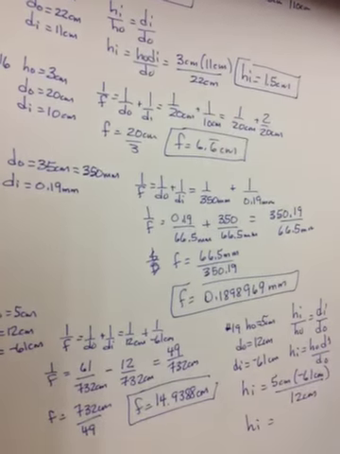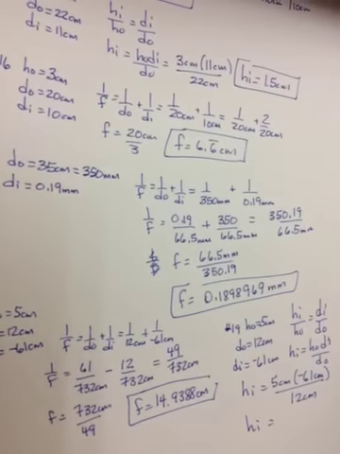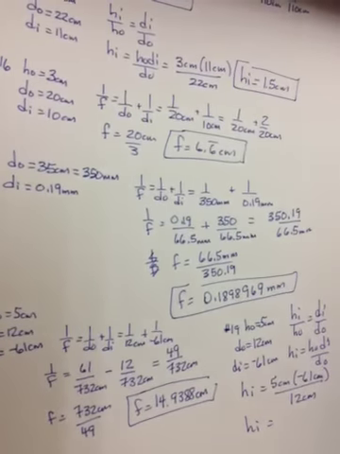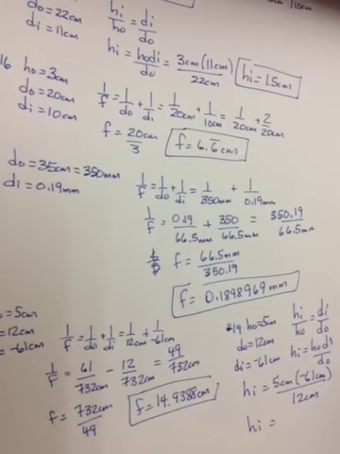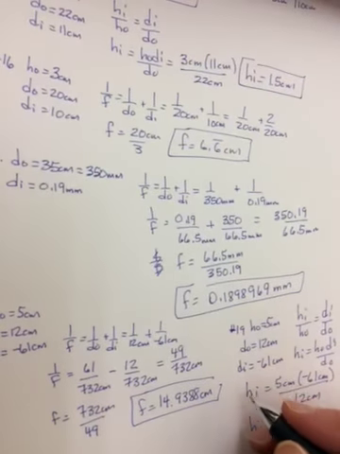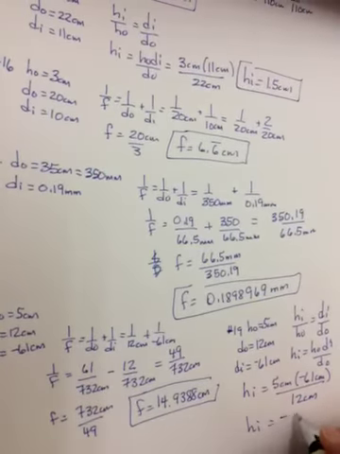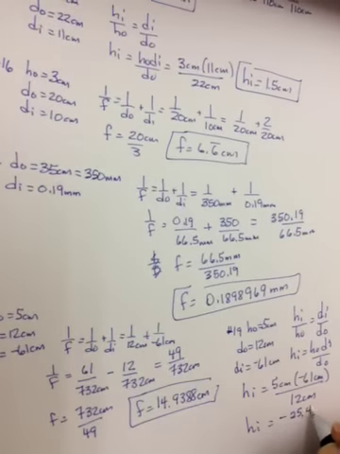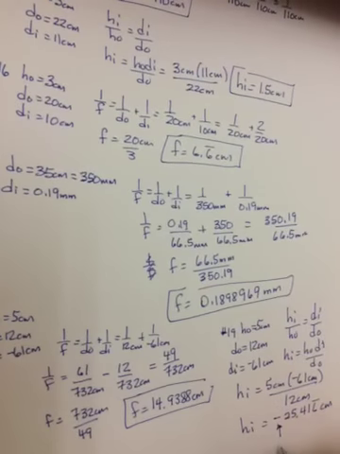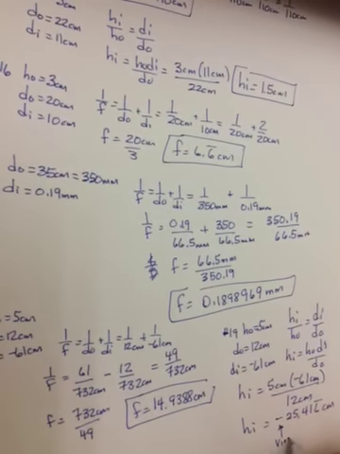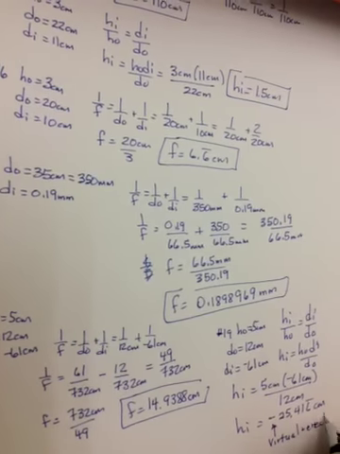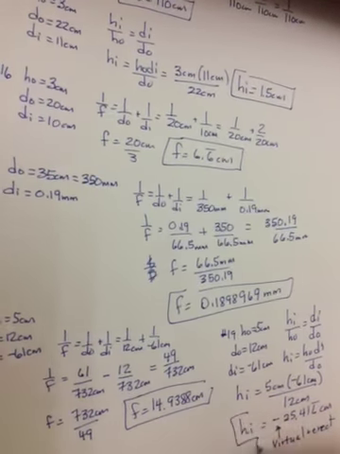HI equals 5 times 61 divided by 12. 25.4, and it's negative. 25.416, and the 6 is repeating centimeters, and the negative means virtual and erect. Okay, and you are done.